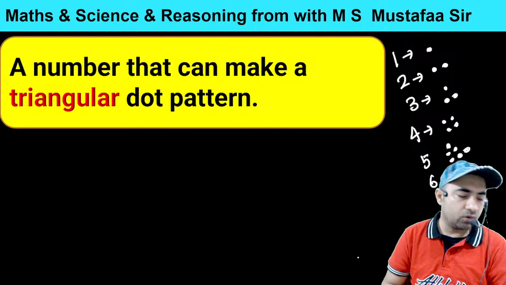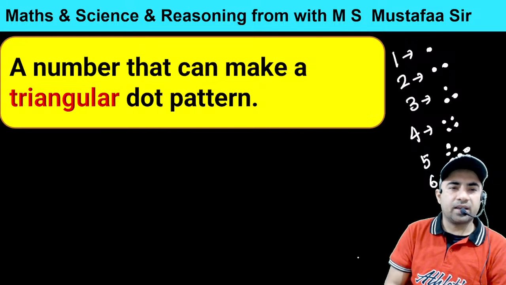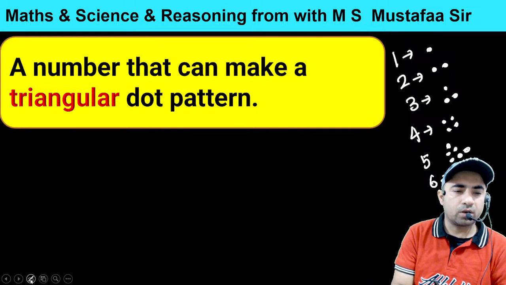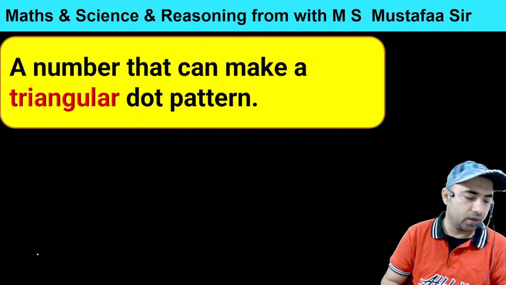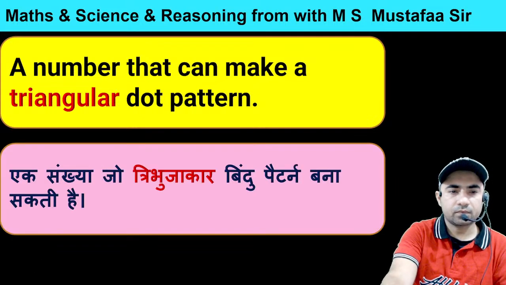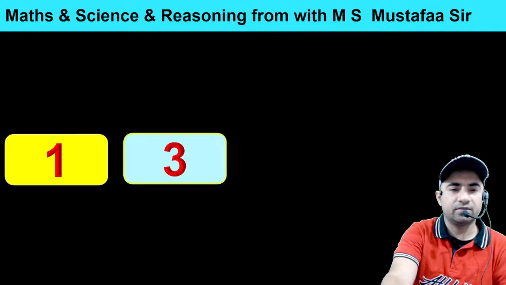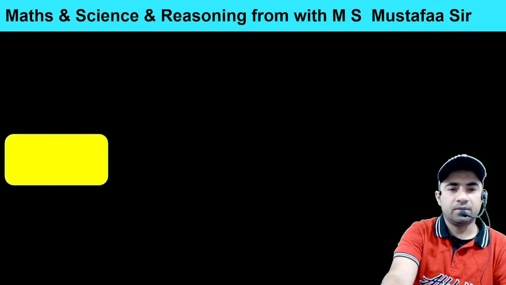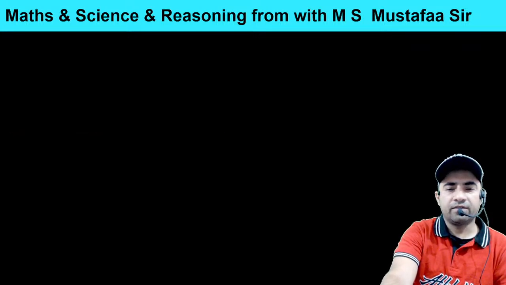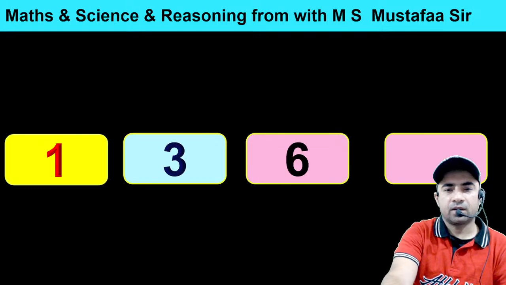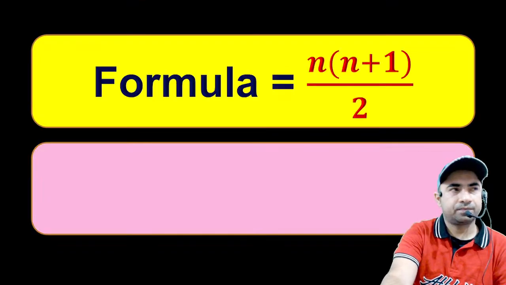So what are triangular numbers? A number that can make a triangular dot pattern is called a triangular number. So the smallest triangular number is 3. Then we have 1, 3, then we have 6. After that we have 10.